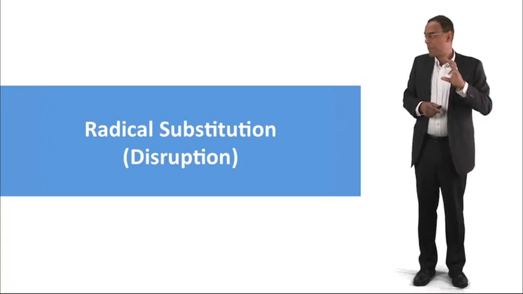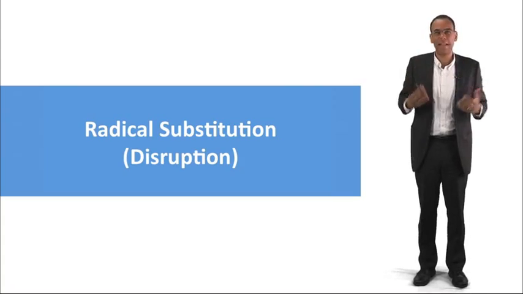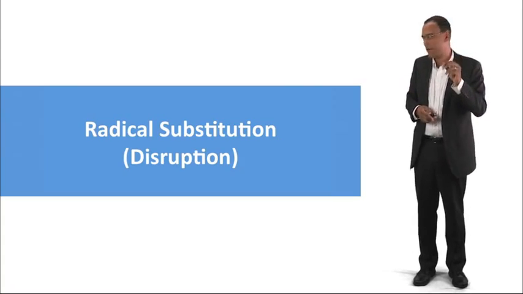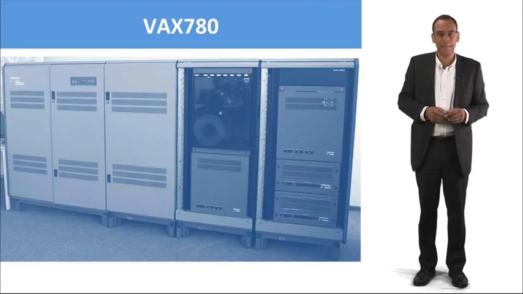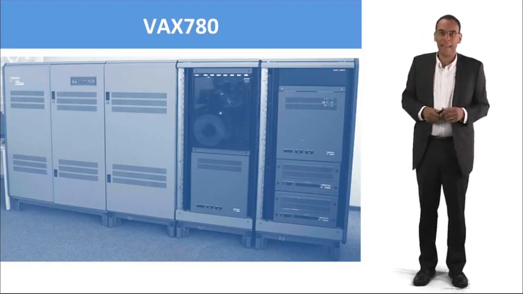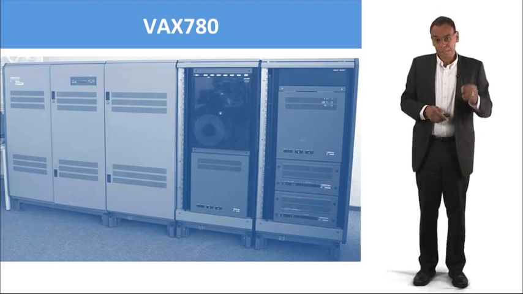Now I want to talk about some radical disruptions, some ways when there's radical substitution, the kind of disruption that happens, and what is the pattern here that we can begin to predict when substitution will happen. So for example, here's a VAX 780 computer. Actually, it's a copy of a VAX 780 computer.